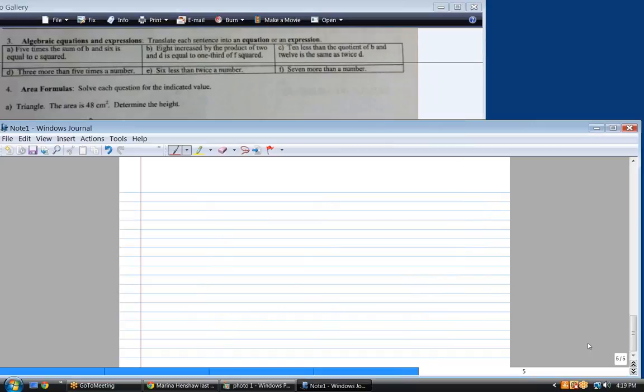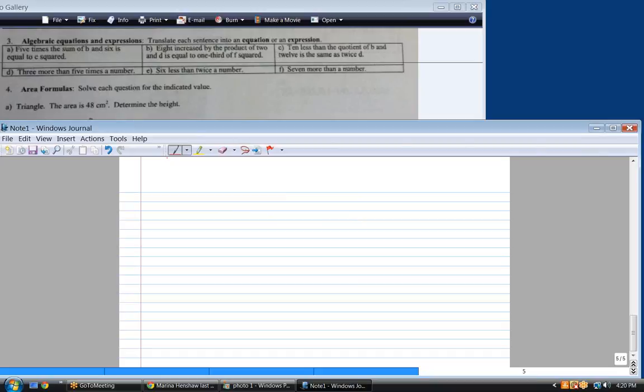Alright, 5 times the sum of b and 6 is equal to c squared. How do I write that into an equation? 5 times, would be parentheses, yep, b plus 6, parentheses, equals c squared. Good. How about the next one?